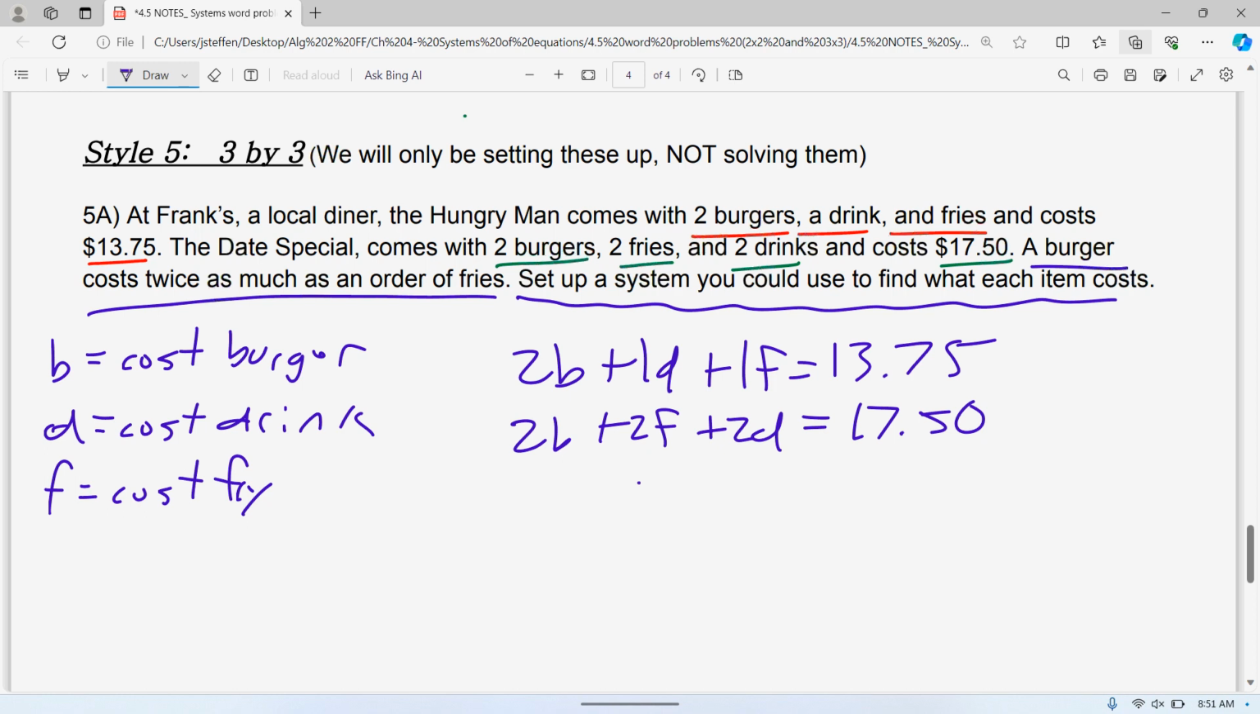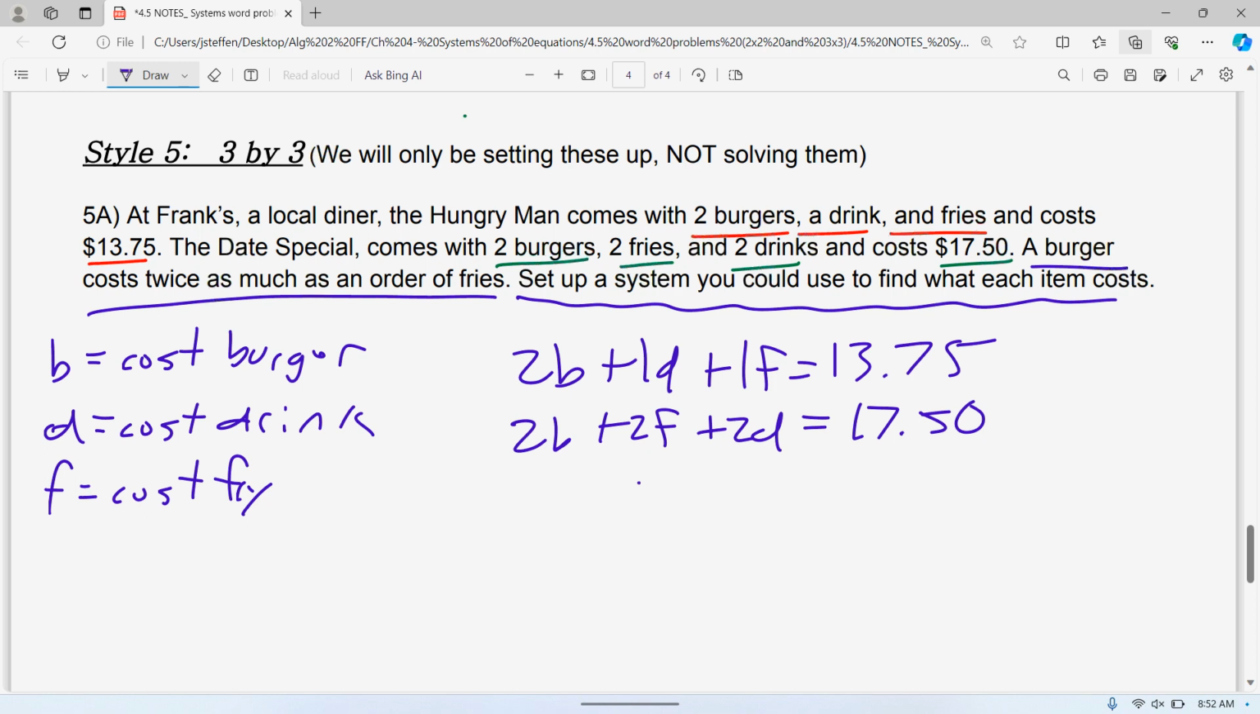Now, I will take a little sidebar and say, if you were to solve this one, you should put your burgers first, then all your drinks, or whatever order you want to go in. So you might want to flip these around if you were solving it. We're not solving this, and I won't have you solve one like this, so don't worry about that.